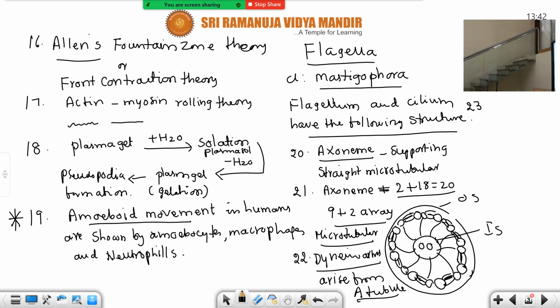And then the sheaths, inner sheath and outer sheath. Singlets are enclosed by the inner sheath, and doublets are enclosed by the outer sheath. These two sheaths are there.